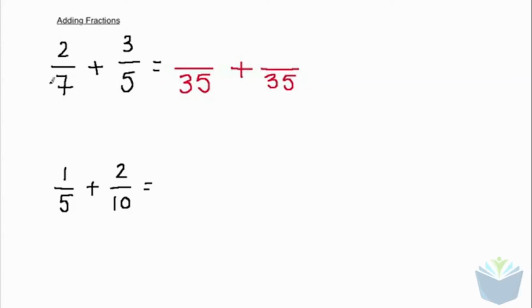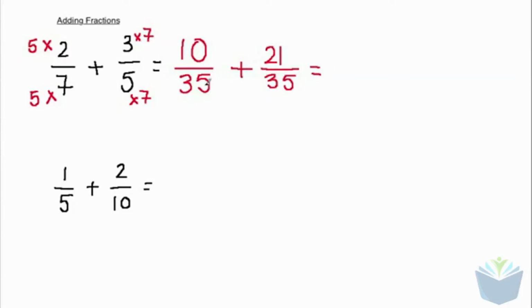Now, the only way you can change 2 over 7 into something over 35 is to multiply the denominator by 5, which means you must multiply the numerator by 5 as well. So 2/7 is the same as 10 over 35. 3/5 can be converted into something over 35 by multiplying by 7. This means once again you must multiply the top by 7. So this becomes 21 over 35.